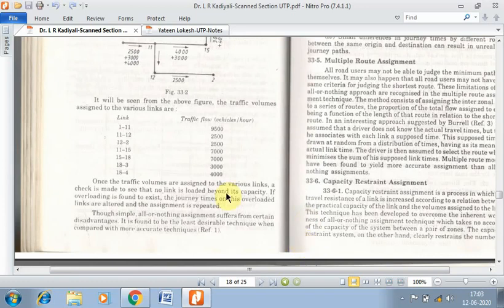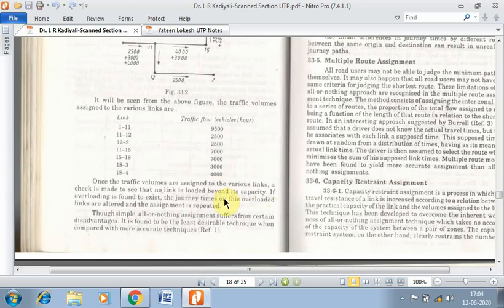So I'll read out the contents as an overview so that it gives you an idea about what it actually means. Once the traffic volumes are assigned to the various links, a check is made to see that no link is loaded beyond its capacity. Now this is very important for you to know as far as a transportation planner is concerned. Never ever should the planning be done in such a way that the links are overcrowded or overloaded more than their capacity.